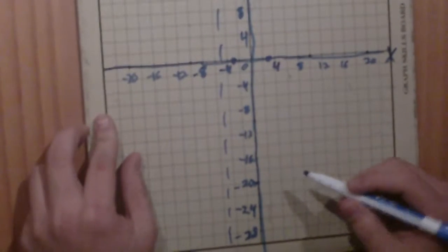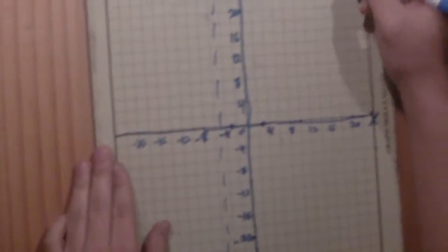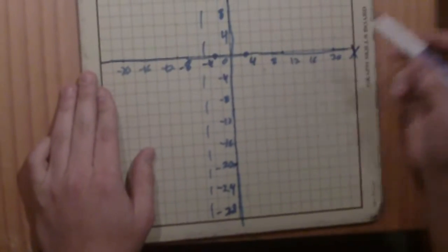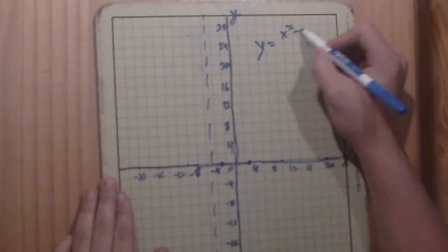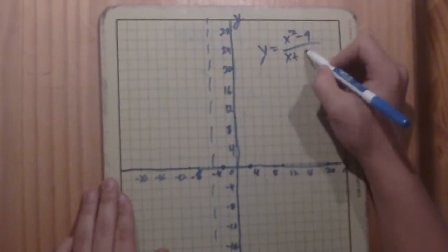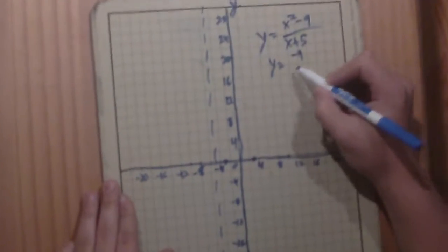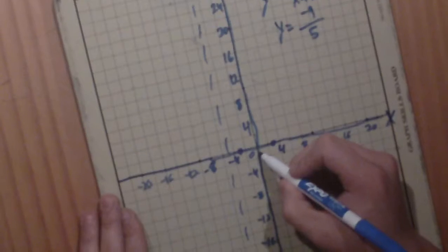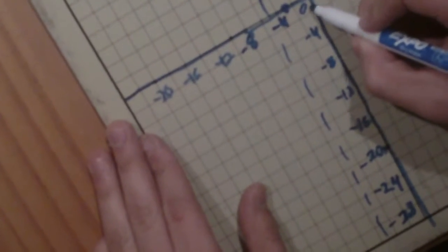So, next is to plug in points to solve. The first point we'll try is 0, which is done by plugging 0 into the original function of y equals (x squared minus 9) over (x plus 5). So it'd be y equals negative 9 over 5, which is right there.